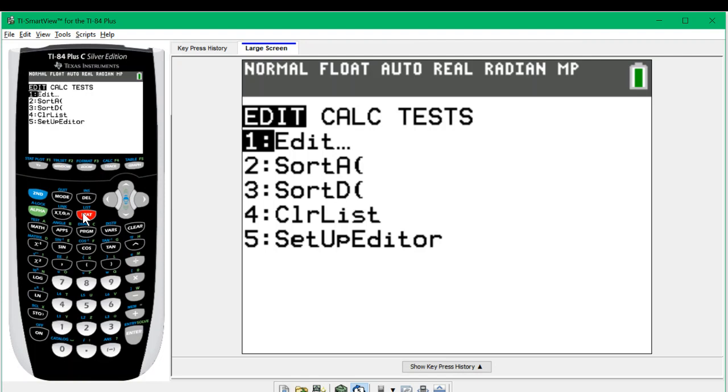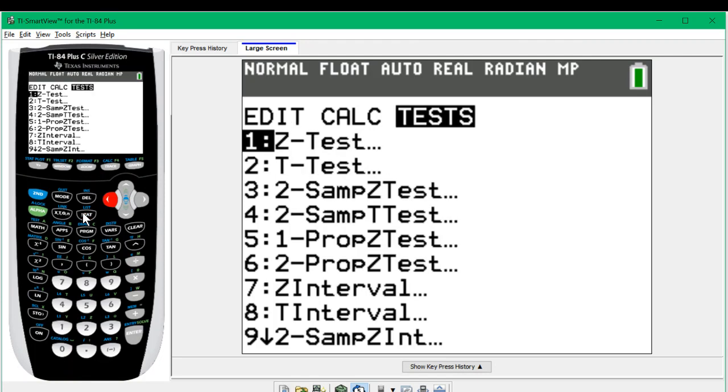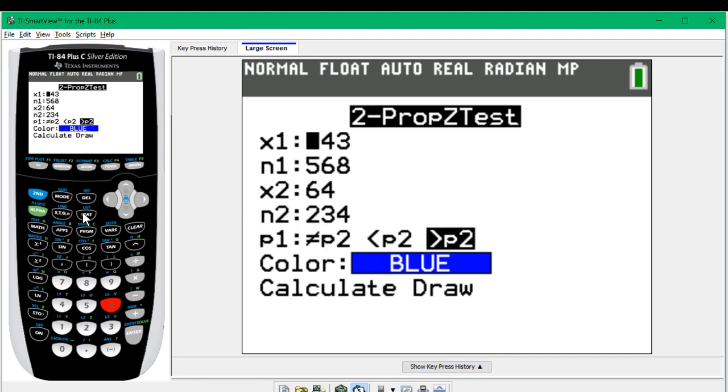Stat, tests, 2-PropZTest, for proportion. This is what I put in there. We used it just now. That's a test for two proportions, whereas it's a confidence interval for two proportions. Okay.